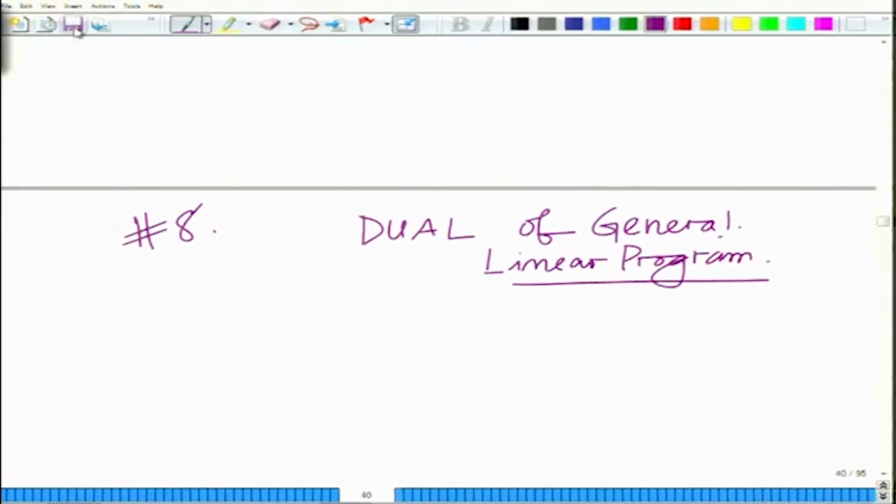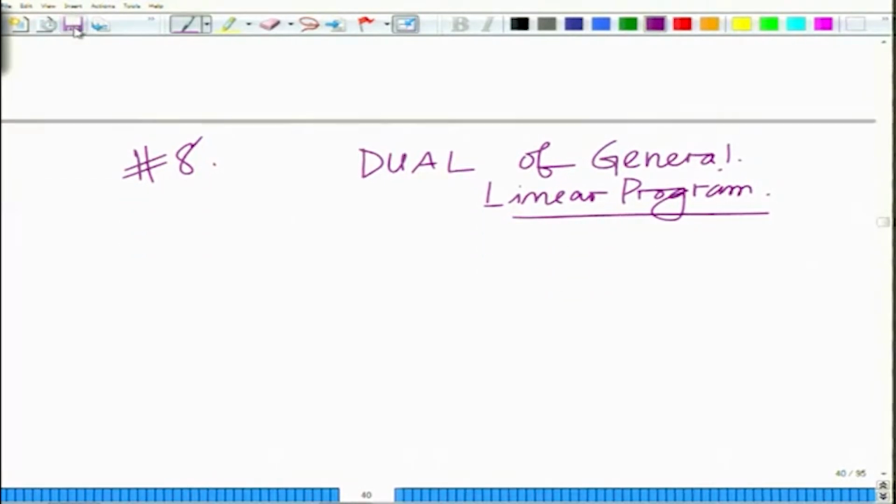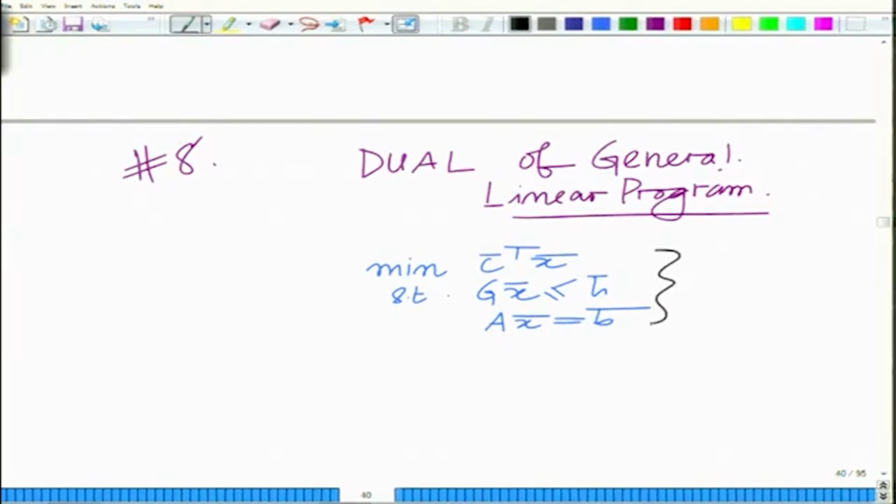Dual of a general linear program, and this can be found. Now, consider your general linear program, that is, minimize c bar transpose x bar, subject to the constraint that G x bar is less than or equal to h bar and A x bar equals b bar. Now, for the dual problem, this is a general LP.